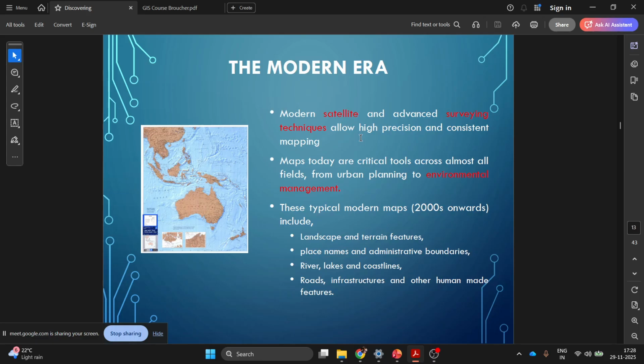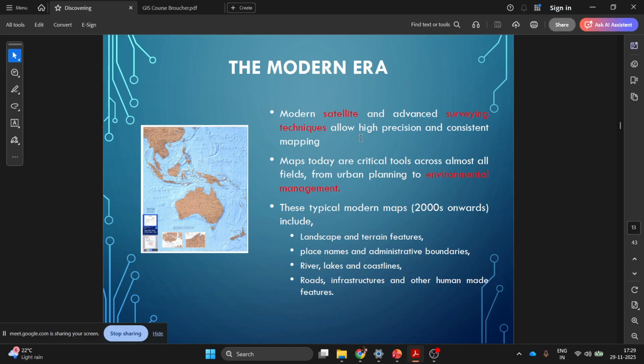Maps today are a critical tool across almost all fields, from urban planning to environmental management. This type of map is now everywhere in our society. The typical modern maps developed from 2000 onwards include landscape and terrain features. You can also see place names, administrative boundaries, rivers, lakes and coastlines, roads, infrastructure and other human-made features represented in maps.